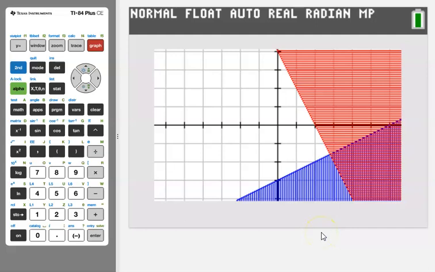We're working Calculator Workshop 16, Graphing Inequalities. In the first example, you have the inequality y is greater than or equal to 2x minus 3, and we are asked to identify 5 solutions of that inequality.